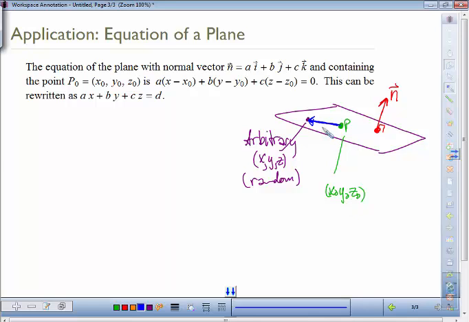What would this vector be? Do you remember how to make a vector from 2 points? Just subtract, right? So x minus x naught, the head minus the tail, and then the y components, y minus y naught, and then the z component, z minus z naught.